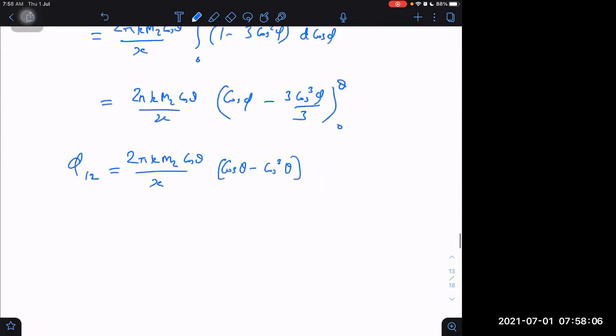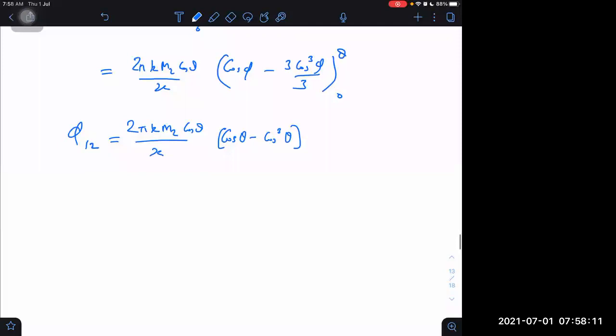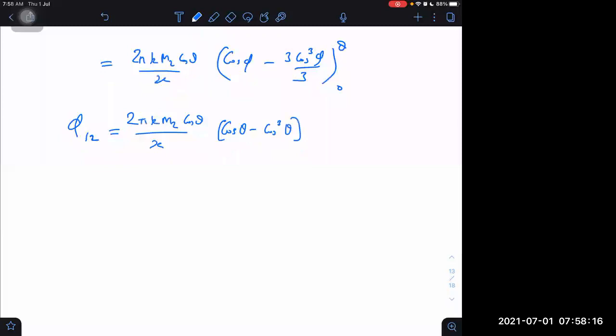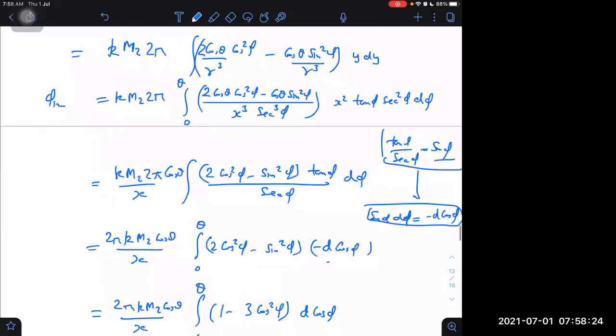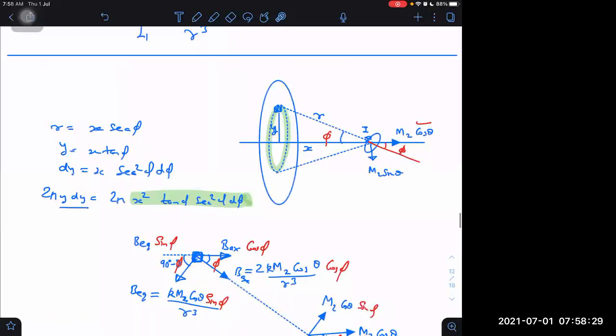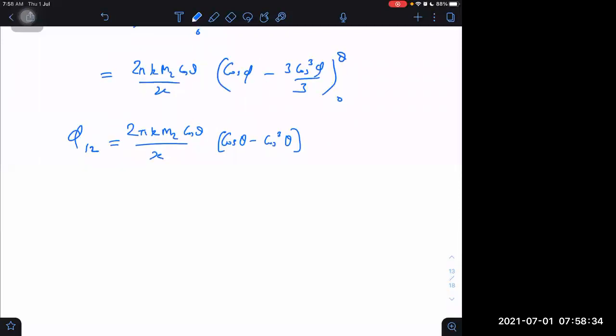This is the flux linked in 1 due to 2. What is cos cube theta, by the way? Cos cube theta we can write as cos theta common, 1 minus cos square theta, which is sin square theta. Taking cos theta common and 1 minus, then we can write 2 pi k into m2, so cos square theta into 1 minus cos.